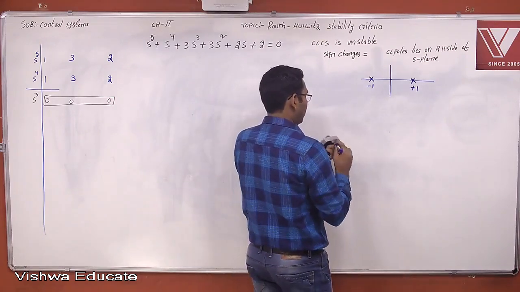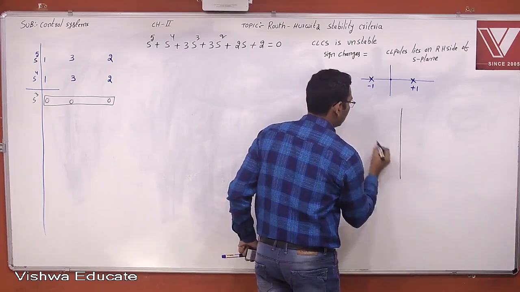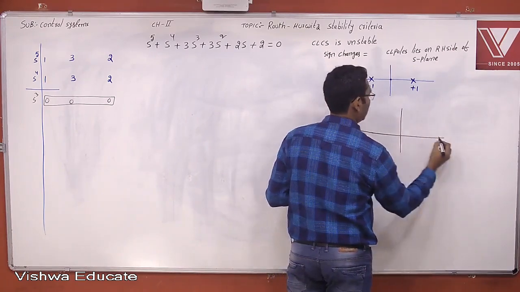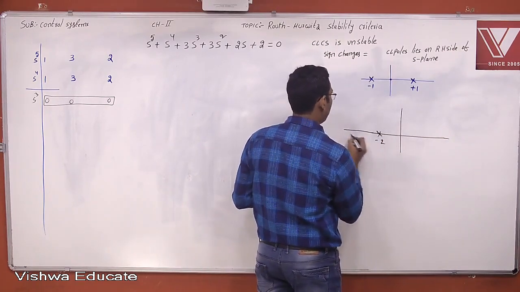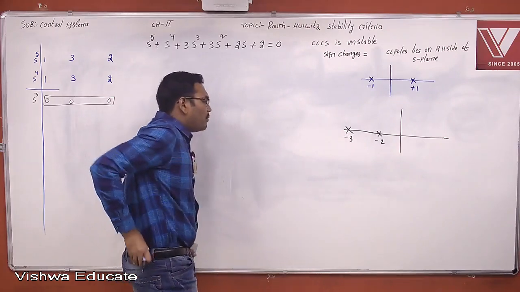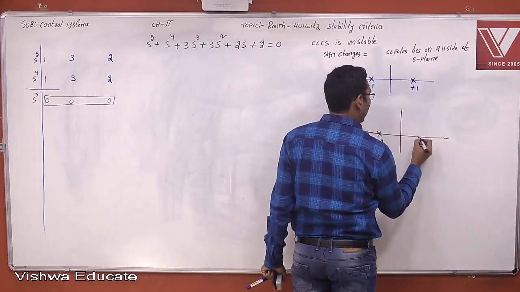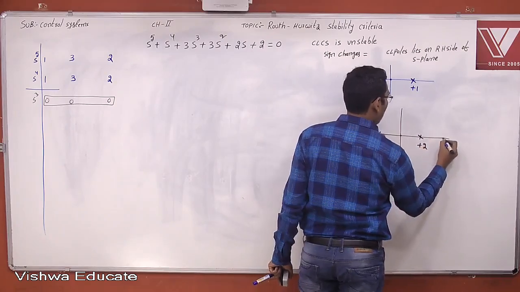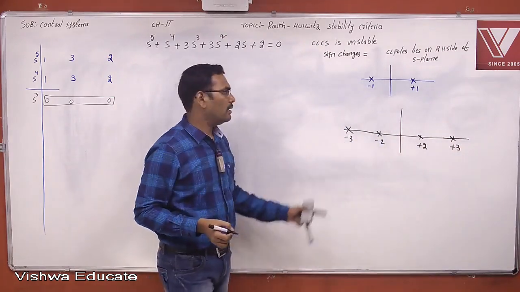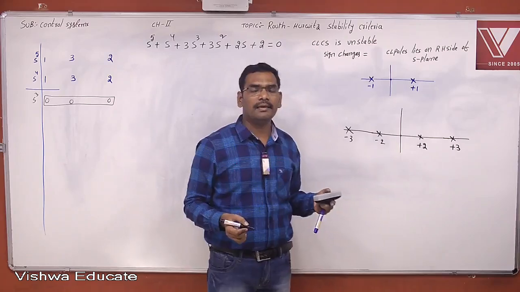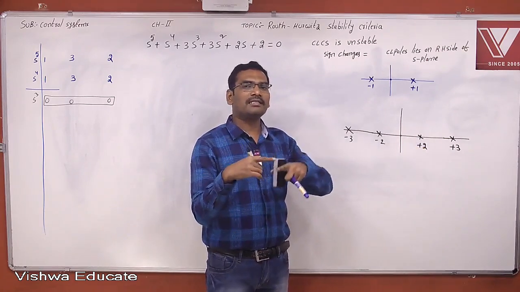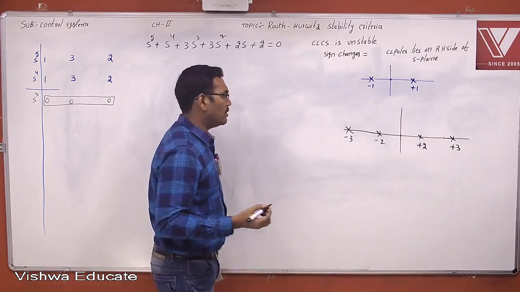Now in the same manner, one pole is at -2, one pole is at -3, and there exists a symmetrical pole at +2 and at +3, and these magnitudes are the same. When the magnitudes are the same, then 2, 3, 2, 3, there may be a chance of cancellation and the row will become 0.